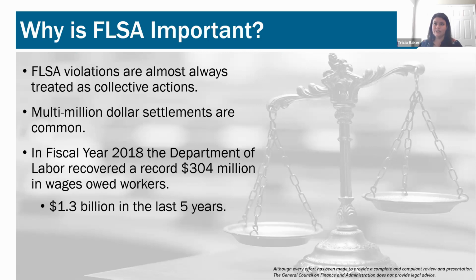Just some examples here. In the fiscal year 2018, the Department of Labor recovered $304 million for wages that are owed workers, which is great for the employees who weren't getting paid appropriately, but the employers, again, have to pay quite a bit because they weren't following these rules. And then in the past 5 years, they've recovered $1.3 billion.